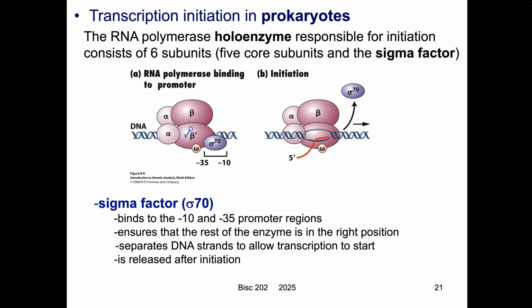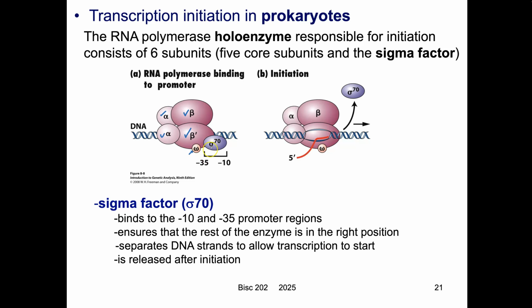So there are 2 beta subunits and 2 alpha subunits, and they form a tetramer, two dimers together to make 4. There's a little factor called the omega factor here. And then there's the sigma factor.